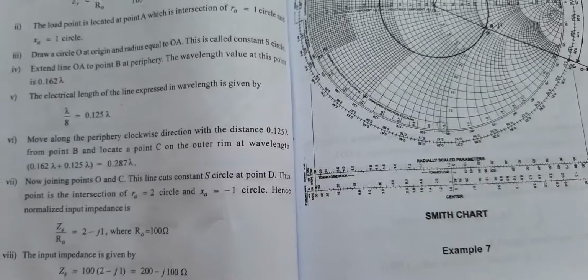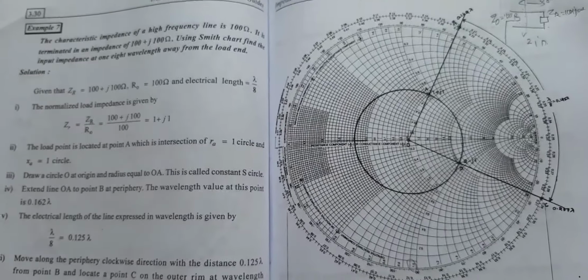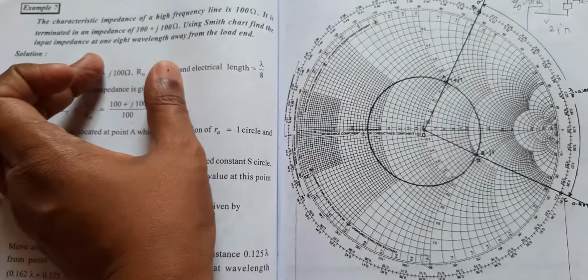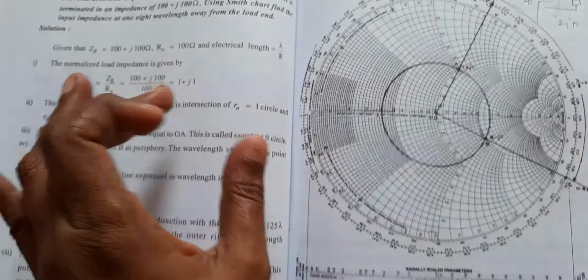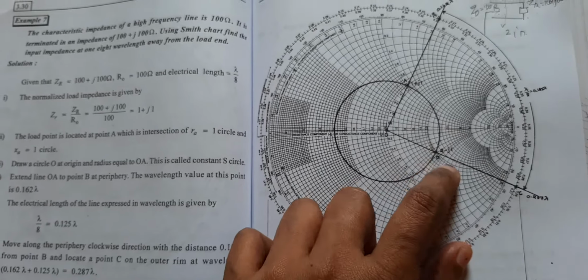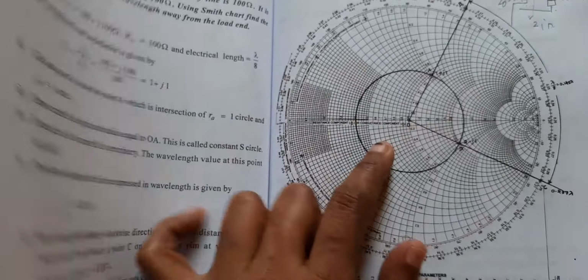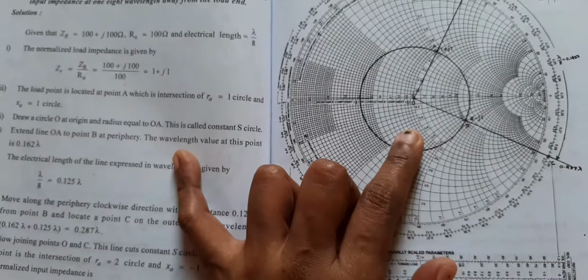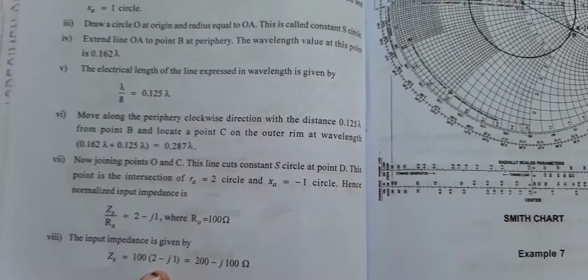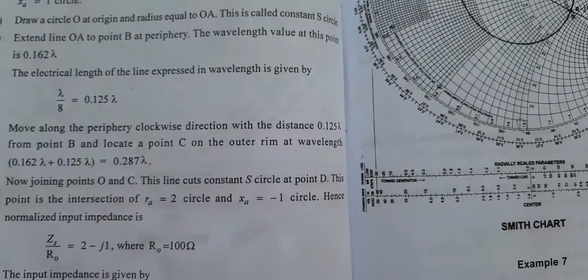So it is one of the important problems. In order to find the input impedance, what distance is given on the transmission line? 1/8 wavelength distance. From the impedance we find the wavelength, then from the wavelength we find the impedance value, get the normalized value, and from that normalized impedance value you find the input impedance. Okay, thank you.